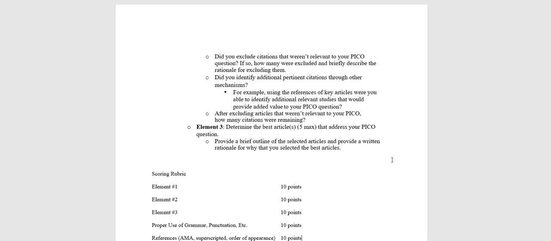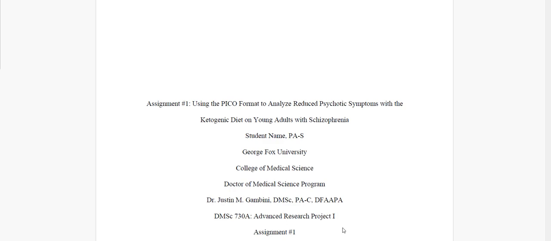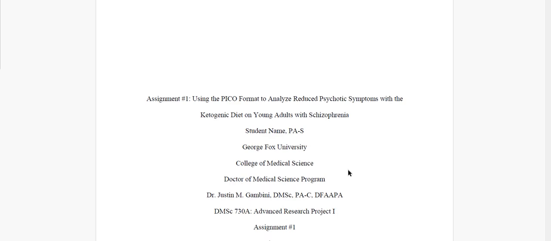For your scoring rubric, the assignment's worth 50 points. Elements 1, 2, and 3 being addressed are 10 points each. Proper use of grammar, punctuation, etc., 10 points. And references. This should be a layup here, 10 points for using AMA format, superscripted, and appearing in order of appearance in your manuscript.